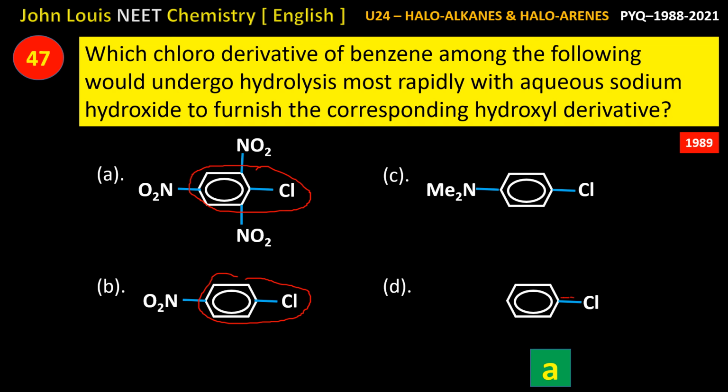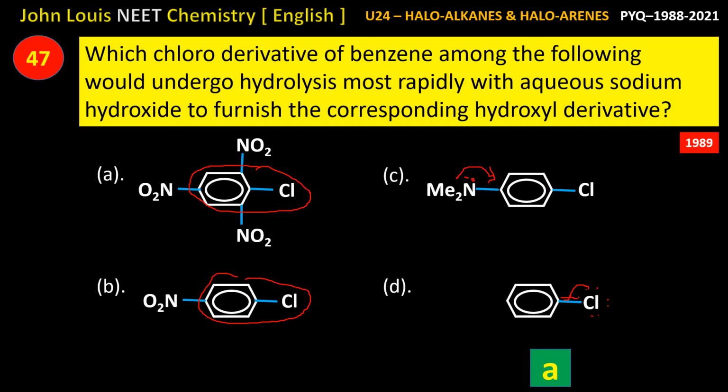that this bond becomes shorter and stronger due to resonance, because chlorine has 3 lone pairs of electrons, which are in resonance with the 3 pi bonds in the benzene ring. Therefore this bond becomes stronger and shorter, so this will not undergo hydrolysis rapidly. And in this case, this NMe2 is an electron donating group, so it will donate electrons to the benzene ring. Therefore, it deactivates this chlorine, and this also will not be hydrolyzed so easily.